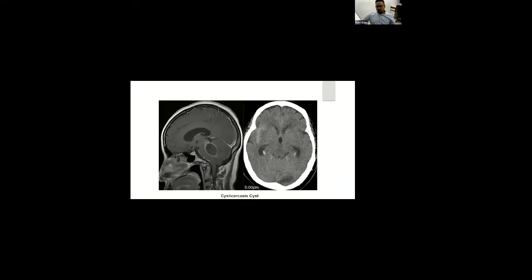So this is another case which shows a cyst within the fourth ventricle, and the non-contrast CT shows dilatation of the temporal horns. In addition, you can see a few calcifications within the brain parenchyma, which suggest the nodular calcified stage of cysticercosis.